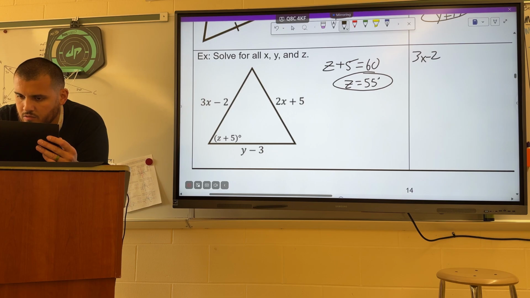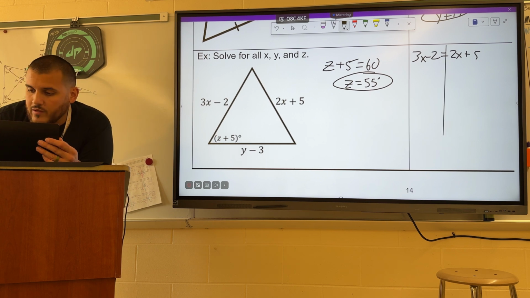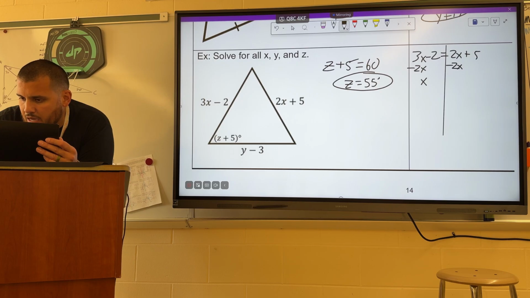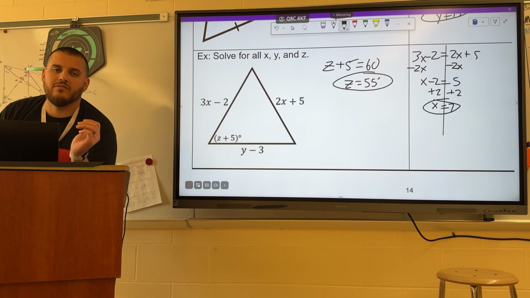3x minus 2 equals 2x plus 5, and I'll do my algebra here to solve. I'm going to move those two x's to the left by subtracting 2x from both sides. That'll give me x minus 2 equals 5, and then I can add 2 to both sides to solve for x here, which is 7.